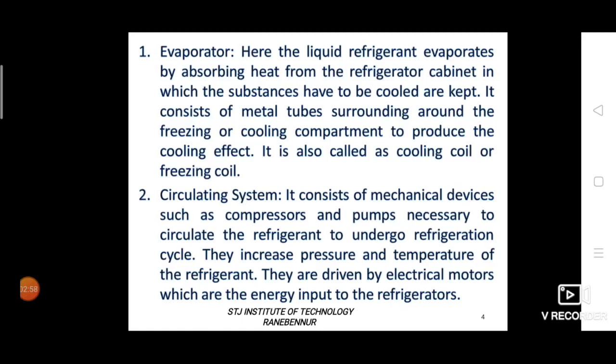The second part is the circulating system. It consists of mechanical devices such as compressors and pumps which are necessary to circulate the refrigerant to undergo the refrigeration cycle. Once you pass the refrigerant vapors into the compressor, the pressure and the temperature of the vapors of the refrigerant will increase. By increasing that pressure, you can circulate the vapors of the refrigerant throughout the cycle, and these mechanical devices are driven by electrical motors, which are the energy input to the refrigerator.